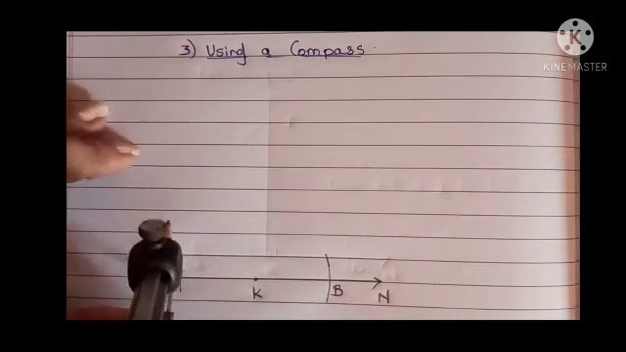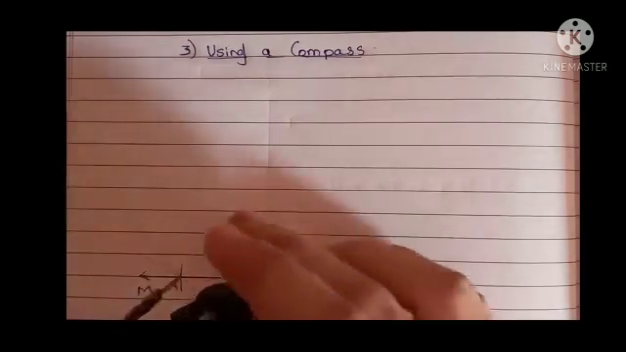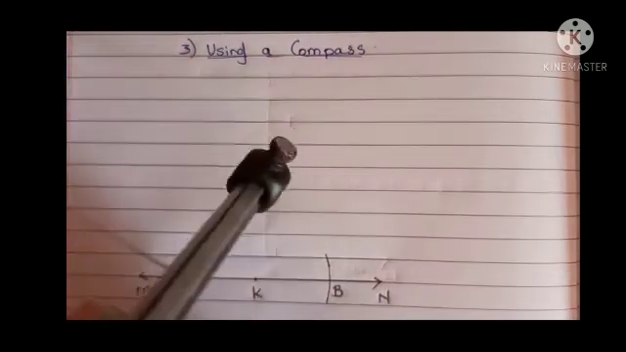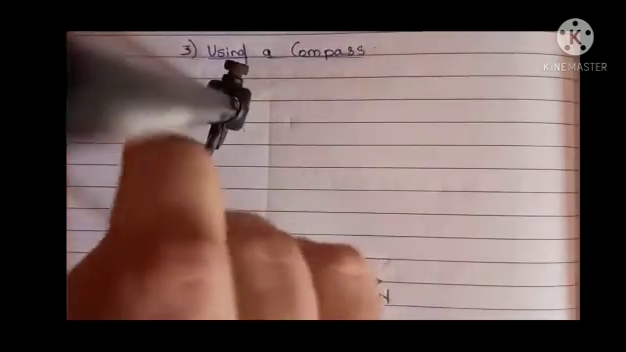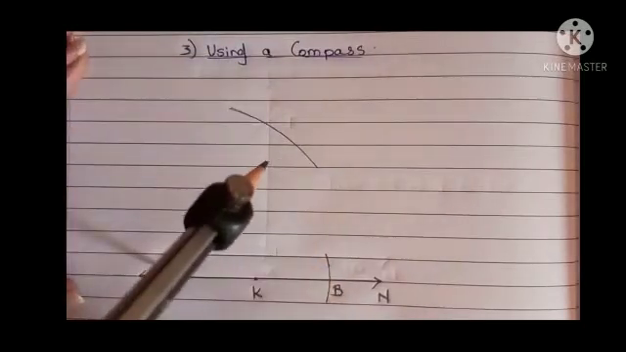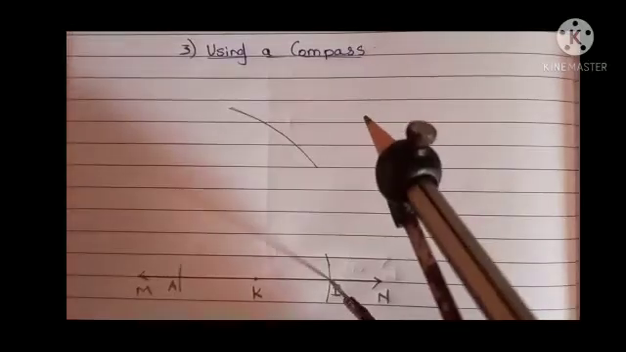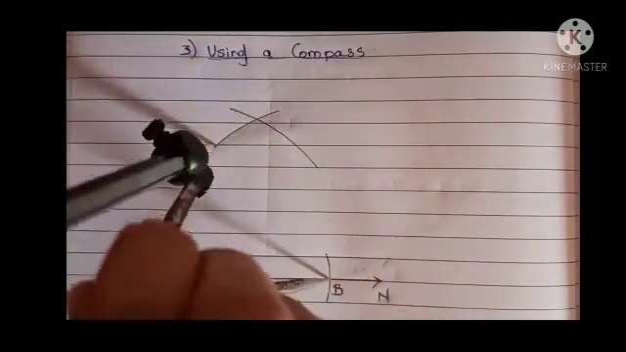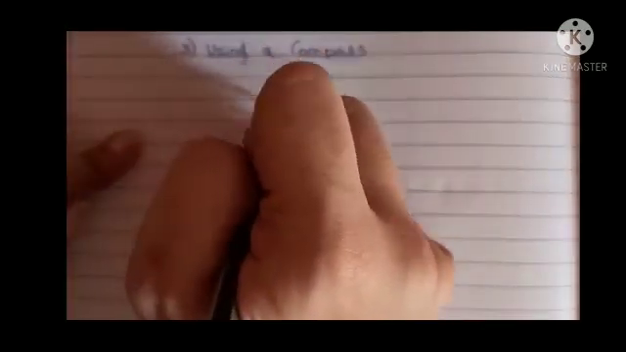Place the compass point at A and taking a convenient distance of greater than half the length of AB, draw an arc on one side of the line. Now, do not disturb this measurement of the compass, keeping the distance same. Place the compass point at B and using the same distance, draw another arc which will intersect at point T.